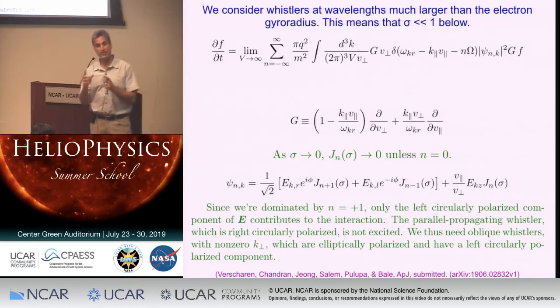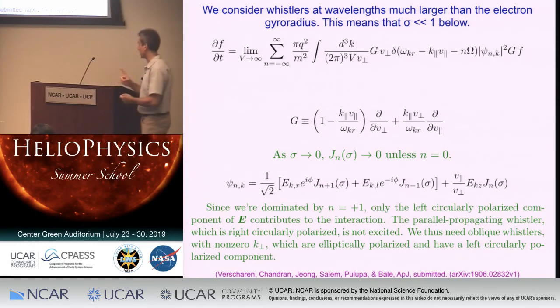Well, we can get that if we make the wave oblique, because obliquely propagating Whistler waves are neither purely right nor purely left circularly polarized. They have a bit of both. So that's the first qualitative point. We can get interactions with obliquely polarized waves.